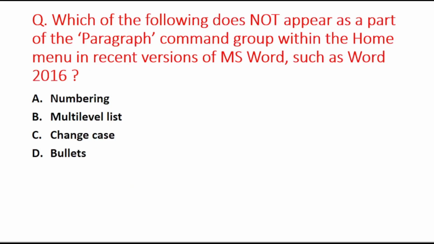Next question is, which of the following does not appear as a part of the paragraph command group within the home menu in recent versions of MS Word such as Word 2016? A option is numbering, B option is multilevel list, C option is change case, and D option is bullets. So right answer is option C, that is change case.